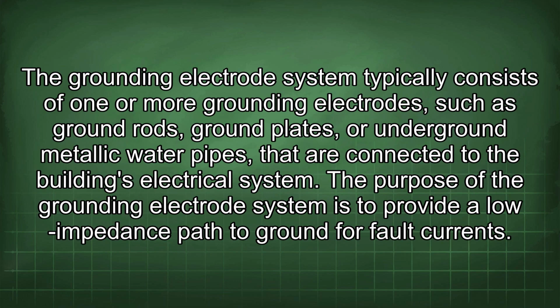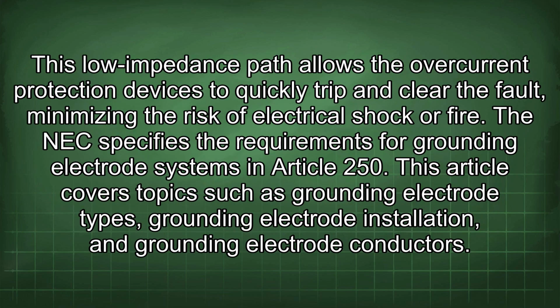The grounding electrode system typically consists of one or more grounding electrodes, such as ground rods, ground plates, or underground metallic water pipes, that are connected to the building's electrical system. The purpose of the grounding electrode system is to provide a low impedance path to ground for fault currents. This low impedance path allows the overcurrent protection devices to quickly trip and clear the fault, minimizing the risk of electrical shock or fire. The NEC specifies the requirements for grounding electrode systems in Article 250.